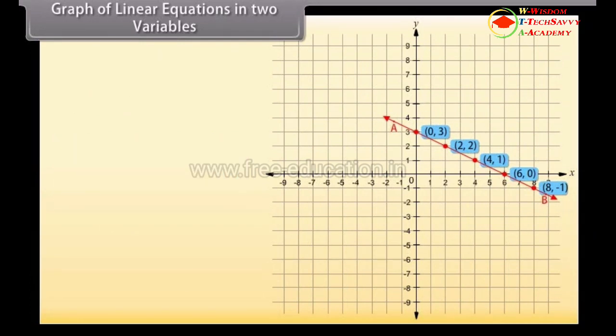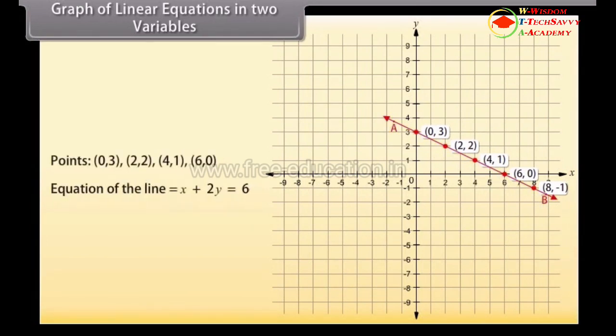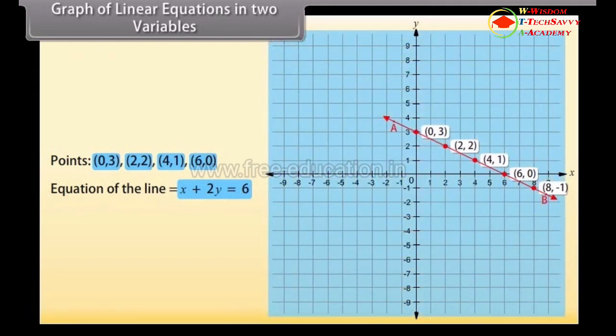So what have we observed in our previous screen? We have observed that every point whose coordinates satisfy the given equation lies on the line AB. Every point on the line AB gives a solution of the equation. So you can conclude that every point on the line satisfies the equation of the line, and every solution of the equation is a point on the line. This is called the graph of the linear equation. So to obtain the graph of a linear equation in two variables, it is enough to plot 2 points corresponding to 2 solutions and join them by a line.